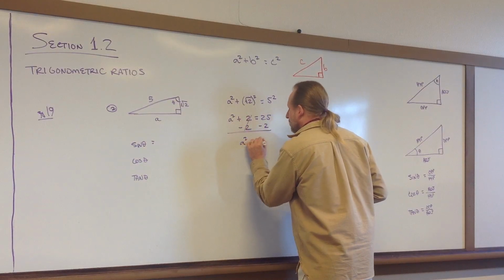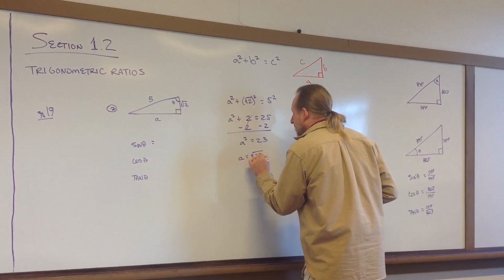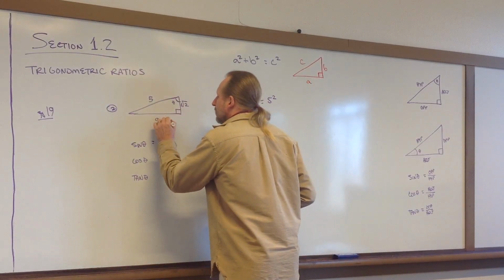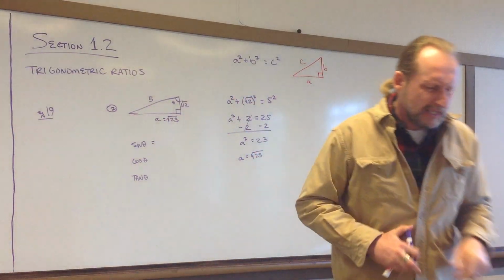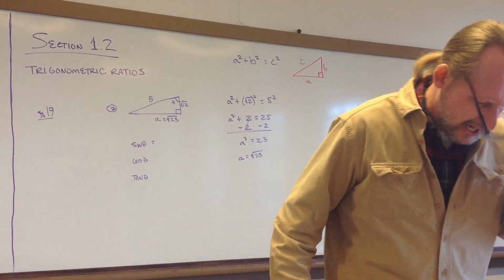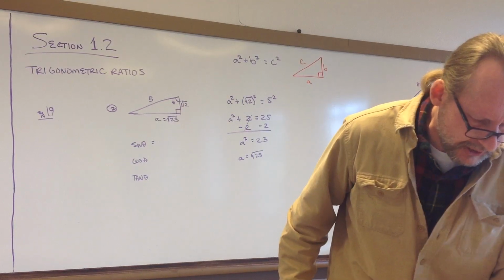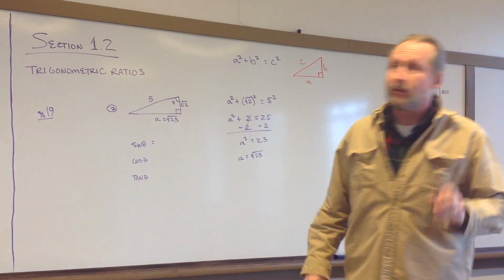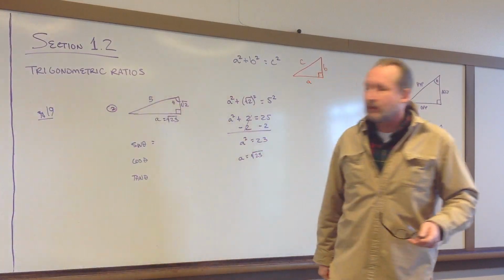All right, now let's get the A squared by itself. Subtract 2 on both sides. A squared is 23. A is the square root of 23. I suppose that we could do approximations here, but most of the quantities in this section are expressed in terms of square roots, and so I'm just going to leave this as square root 23.